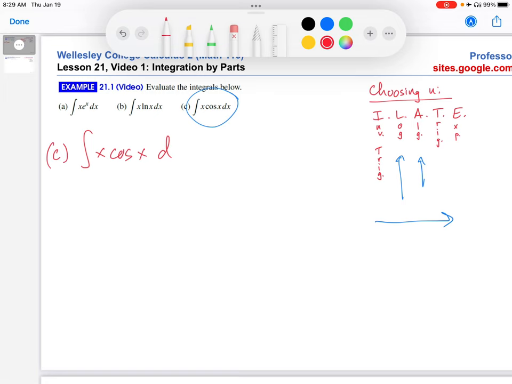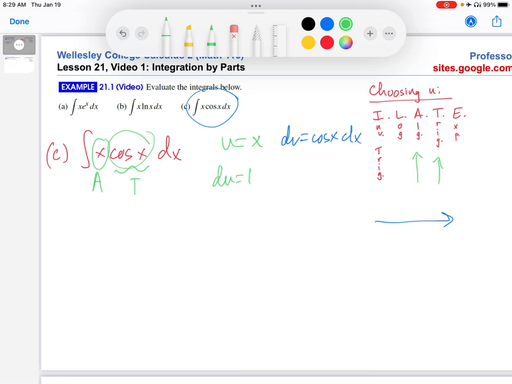This is the integral of x cosine x dx. We'll go through the same check for I-LATE in order from left to right. So we have an algebraic function, that's x, and then we have a trigonometric function, that's cosine x. Algebraic comes before trigonometric here left to right, so we'll choose u to be the algebraic one, and then dv to be everything left over, the trig one. Okay, so we have du is the derivative of x, that's 1 dx, and then v is the antiderivative, the integral of cosine x, that's sine x, ignoring the plus c.